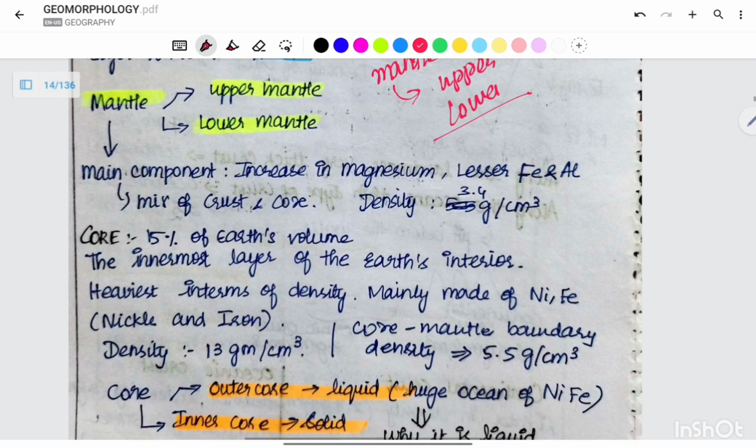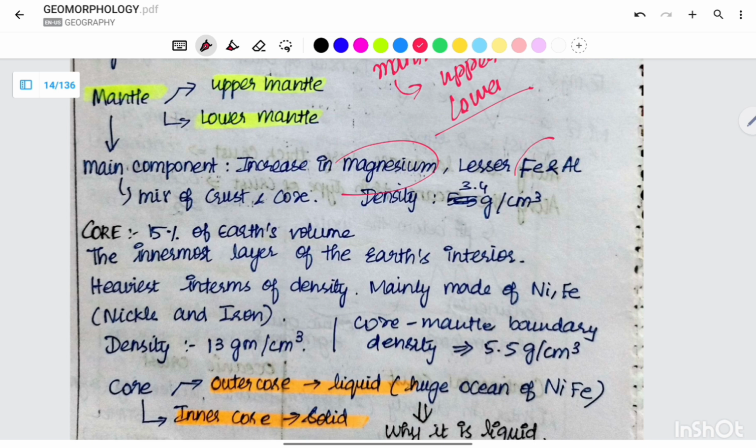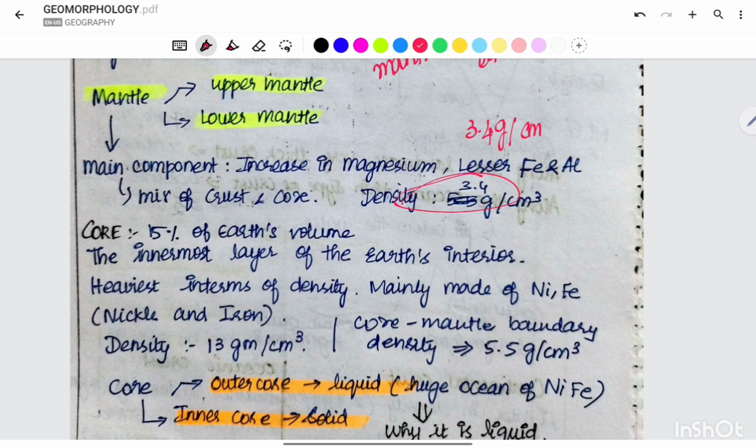The main component is increase in the magnesium. Now we have lesser iron and aluminium, increase in the magnesium, a mix of the crust and then we have the core. So from the crust it takes magnesium, from the core it takes the iron, right? Magnesium and aluminium, aluminium and iron are lesser in composition. The density of the mantle is 3.4 gram per centimeter cube.